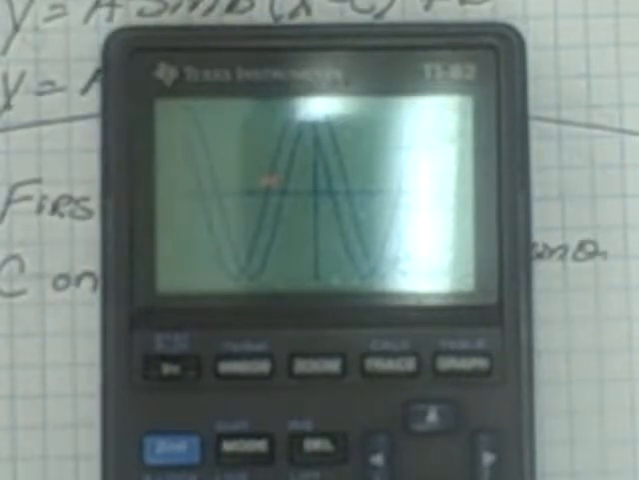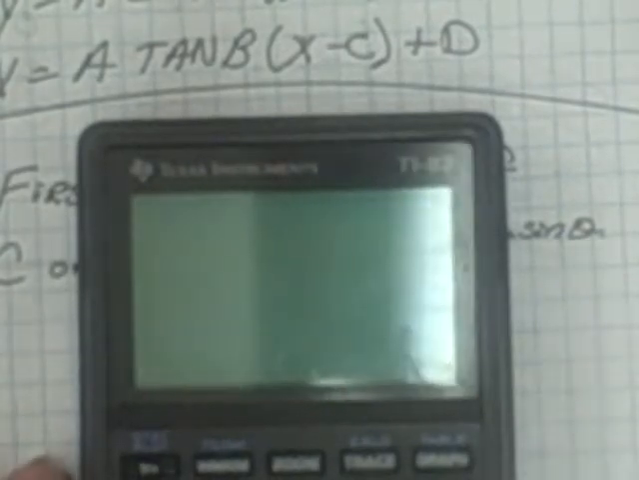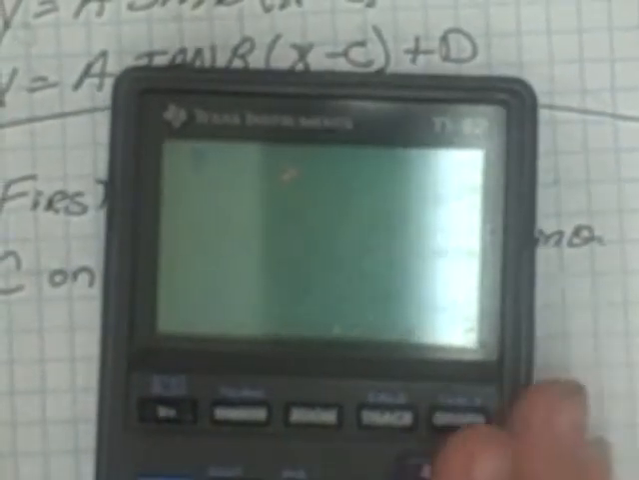Okay? So the C value has a distinct ability to shift the graph along the x-axis. If it's a minus value in the brackets, it shifts it to the right. If it's a positive value, it shifts it to the left. Kind of the opposite of what you would expect. But that's what happens. So now let's clear that, and let's look at the effect of D, and then we'll do a summary here at the end if we have time. Let's do the same sort of thing.